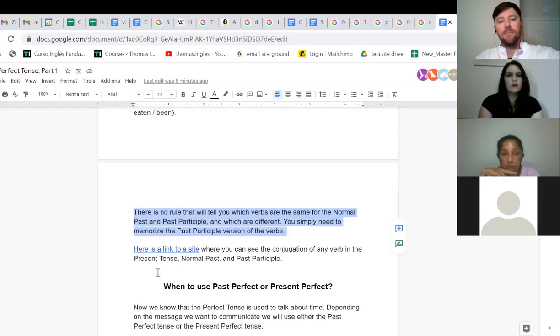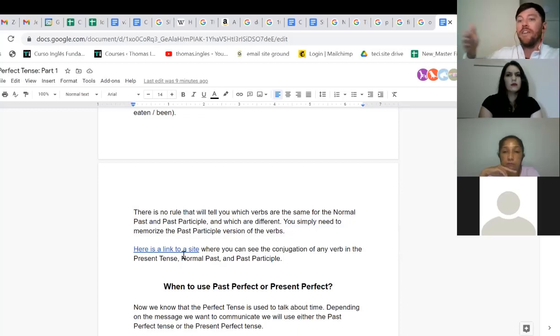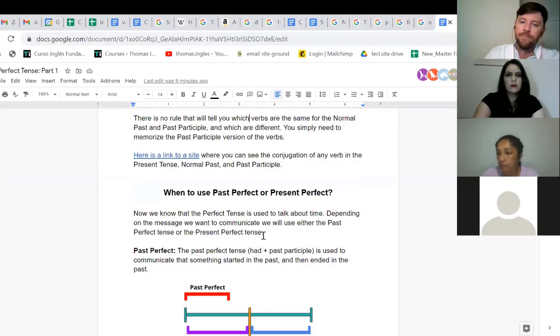Okay? E nesse documento, eu incluí esse link para um site onde você pode colocar o verbo e vai te mostrar qualquer versão. So it will show you the present tense, the simple past tense, and also the past participle. Então, uma ferramenta útil para você, se você quer pesquisar, aprender as versões diferentes para cada verbo. All right. Cool. Any questions? If you have any questions, put it in the chat.